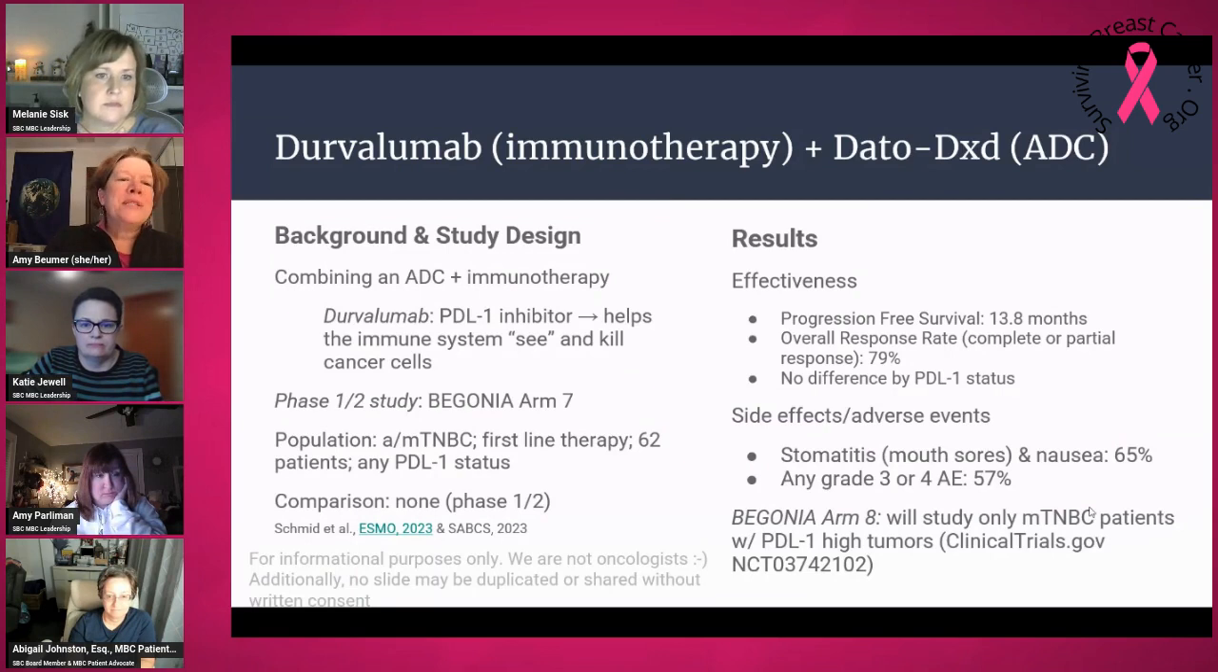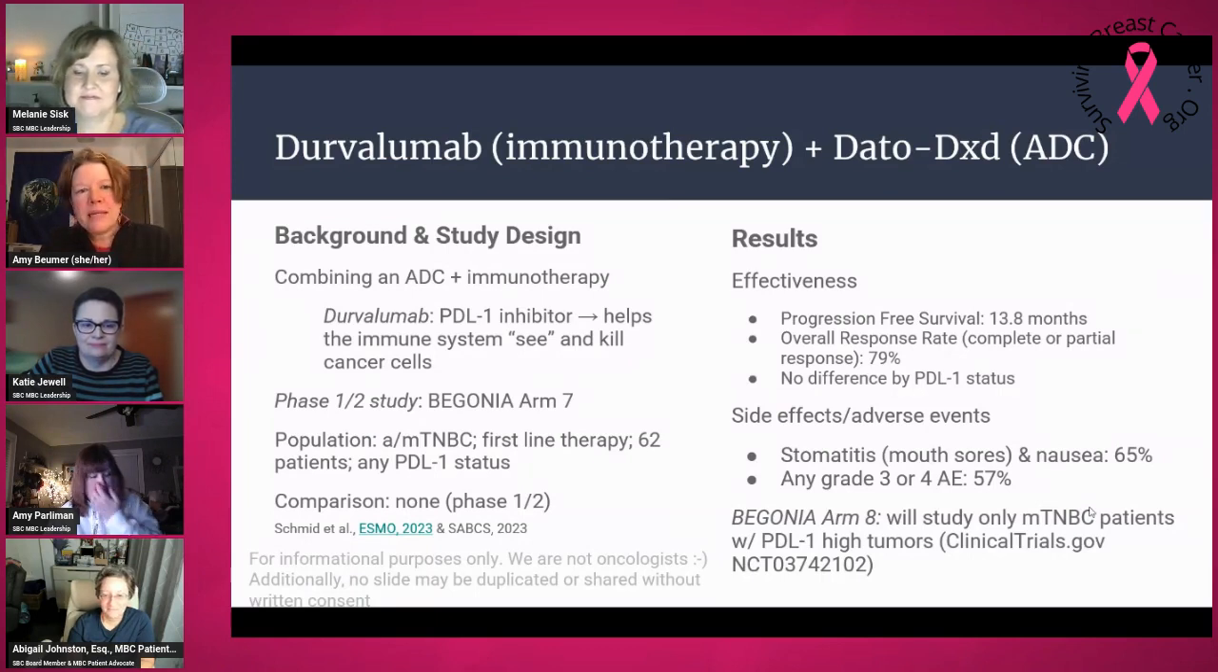When you hear these funny terms like Begonia and TROPION-Breast02, they always give clinical trials names. They're just names, and I can't remember what goes with what. So if you can't, don't worry about it, but you can always look it up. This was the Begonia trial, arm 7. They're going to look at this in a little more depth coming up. All right, next slide, please.